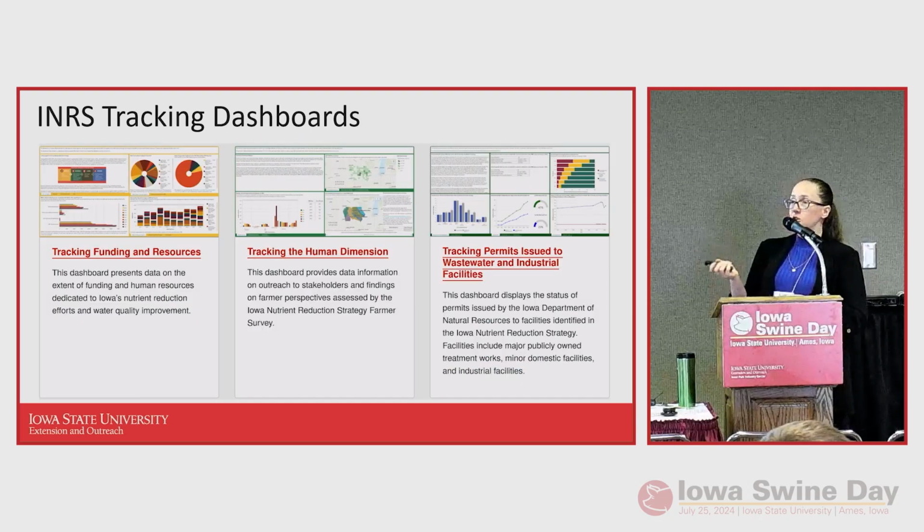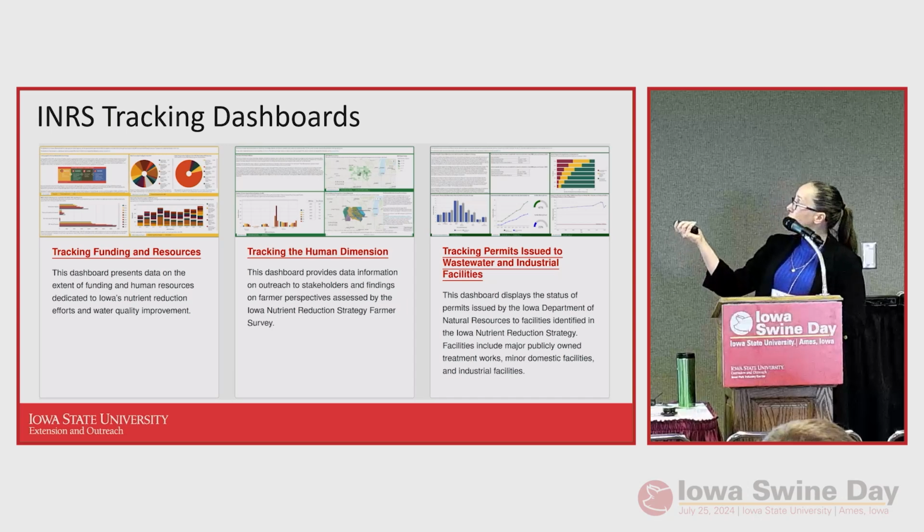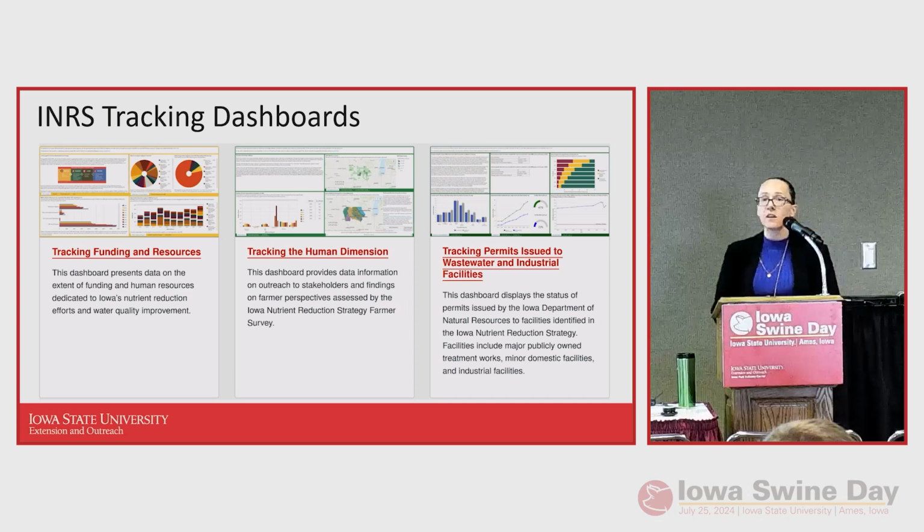There are 6 interactive dashboards. There's one for tracking funding and resources, another for tracking human dimensions, and that has to do with education. Who are we getting this information out to? What kind of audiences are we reaching annually? And who are those audiences? And we have information on tracking permits issued to wastewater and industrial facilities. And then the other dashboards are associated with the edge of field implementation and land management.